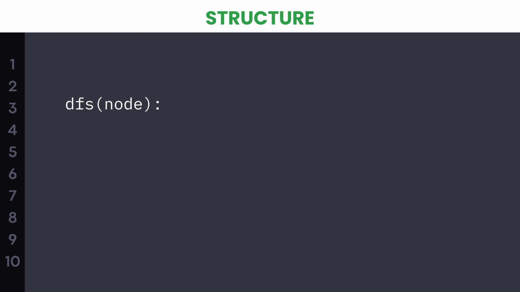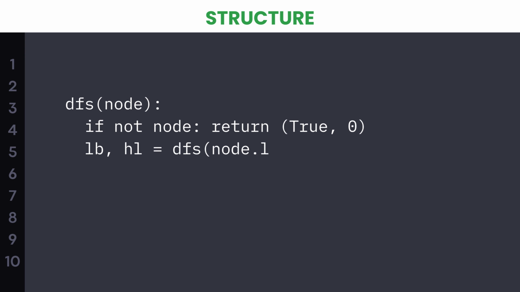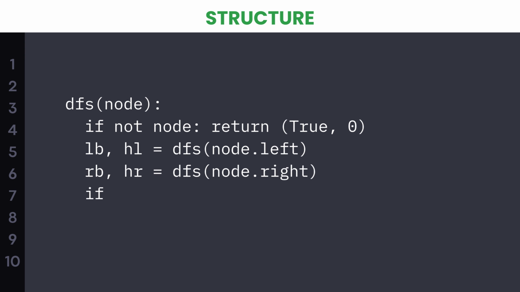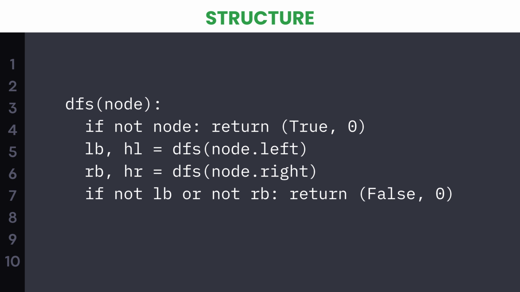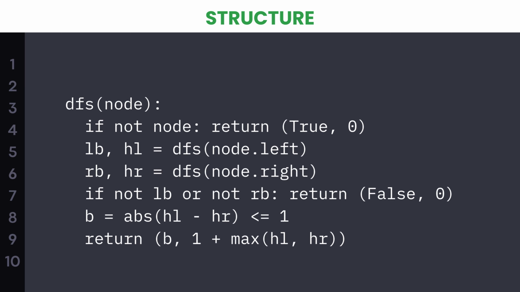Plan the helper DFS. If node is none, return true, 0. Recurse left, then right. If either side is unbalanced, return false, 0. Compute balanced equals abs(hl - hr) less than or equal to 1 and height equals 1 plus max(hl, hr). Return balanced, height. The top call's balanced is the answer.